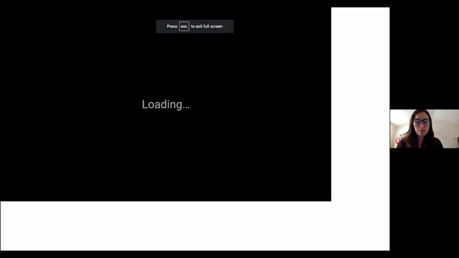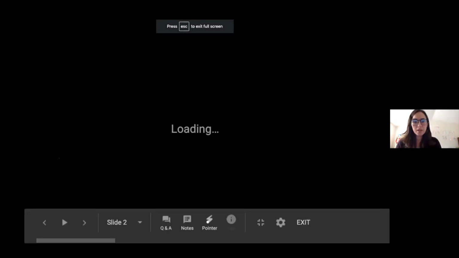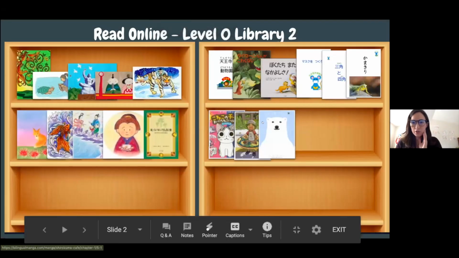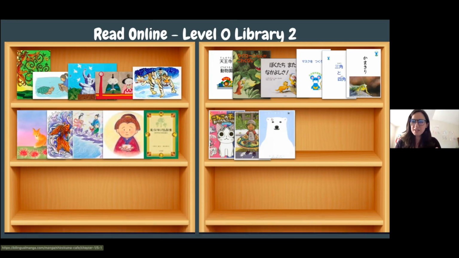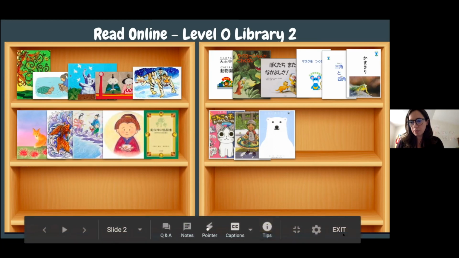On the bookshelf document, if you look on slide 2, the Shirokuma Cafe, this one is for a separate site that has not a ton of manga, but some fun manga, and it's got bilingual support on it. So I like that one a lot.